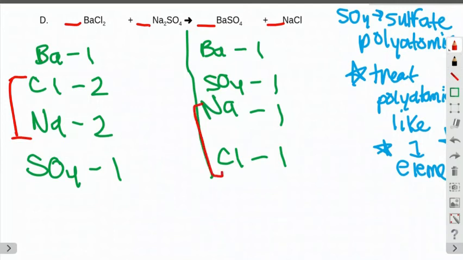What coefficient can we add on either side to get these to equal out? So we're going to add a coefficient on the right side, the product side, because they're different than the number on the reactant side. So what number could you multiply NaCl by to get each of these to equal 2 like on the reactant side? If we would simply add a 2 in front of that NaCl, we would have a balanced reaction.